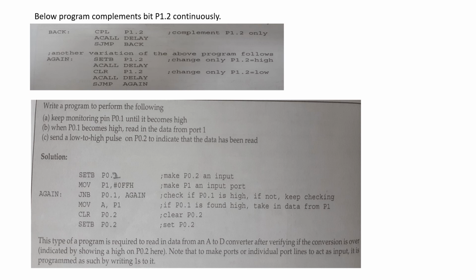Now we can see another way of writing this program. SETB P1.2, we are setting P1.2 to 1. Then ACALL delay, we are making a delay. CLR P1.2 is clearing P1.2, that is setting P1.2 as 0. ACALL delay, SJMP again. So here, with more instructions, we are complementing P1.2 continuously.